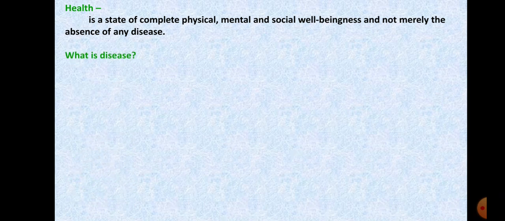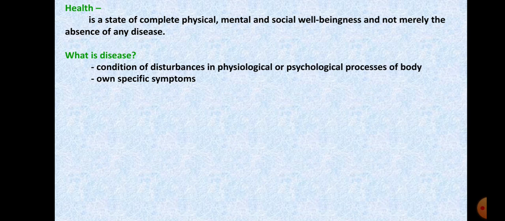Second is, what is a disease? The word disease is made up of two words. Dis means not and ease means comfort. When we are not at comfort with our body, it is called as a disease. So it is a condition when there is any disturbance in our physiological or psychological process inside our body, and each and every disease has some specific symptoms because of which the disease can be diagnosed.